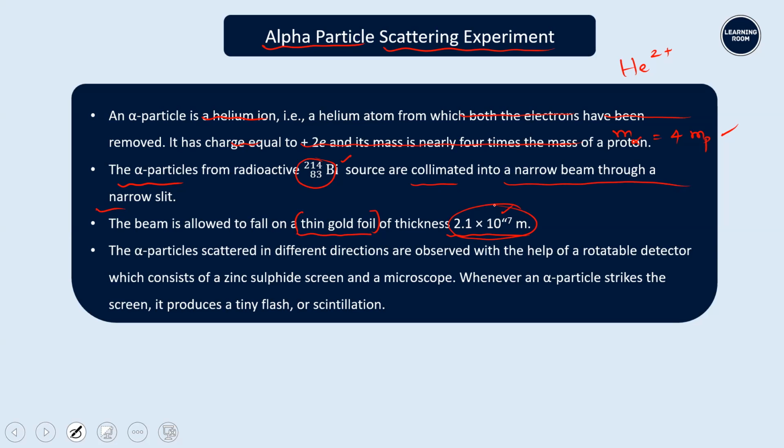What happens is the alpha particles get scattered in different directions, and this is observed. How are they observed? With the help of a rotatable detector, which consists of a zinc sulfide screen and a microscope. Whenever the alpha particle strikes the screen, it produces a tiny flash. The tiny flash is also given the name scintillation. Are you able to understand what I'm trying to say?